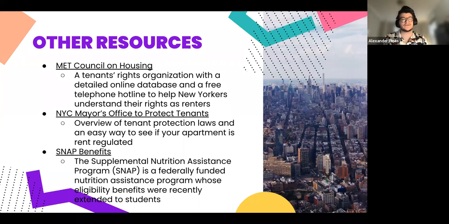I also wanted to include a link to the New York City Mayor's Office tenants website. Here's an overview of your rights as a tenant and tenant protection legislation in New York City. There's also an easy way to see if your apartment has rent stabilization. And then finally, I wanted to link a page to SNAP benefits, which is the Supplemental Nutrition Assistance Program. It's a federally funded nutrition assistance program. The benefits are currently, under COVID, extended to students. So if you are experiencing food insecurity, that's a great place to turn. They will make it a little bit easier to get affordable groceries.